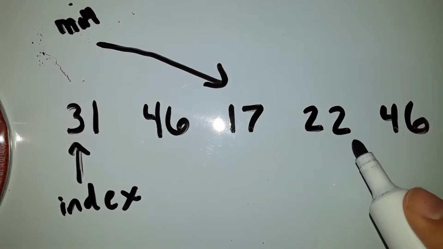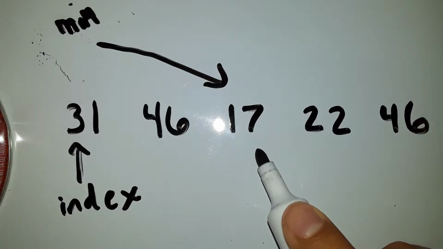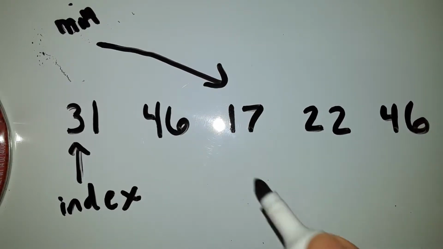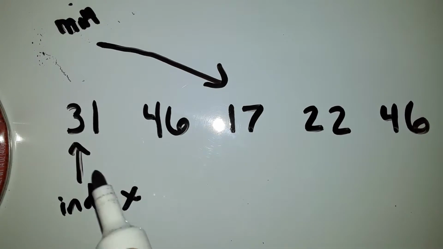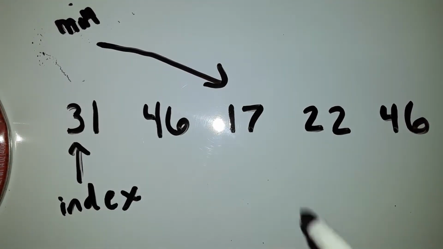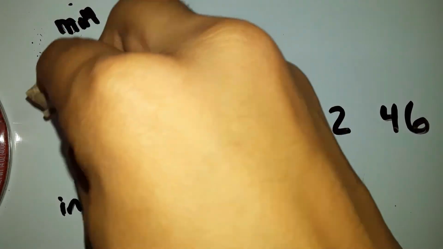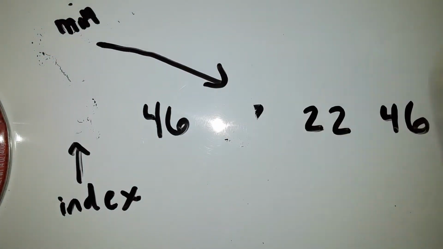Okay. Is 22 less than the current minimum value of 17? It is not. Is 46 less than the current minimum value of 17? It's not. So now that we've hit the end of the array, we check, are index and minimum value pointing to the same number or the same location? It's not. So we're going to swap what minimum value is pointing at with what index is pointing to. So we're going to swap 31 and 17.